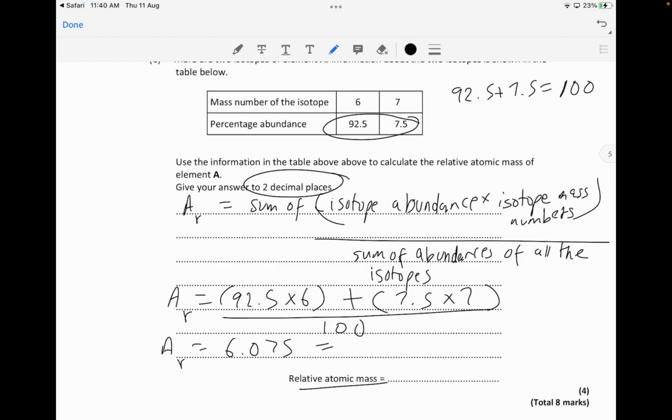We have to convert it to 2 decimal places. Once you do that, you have 6.08. This is going to be our answer. Now relative atomic mass has no units, so that's another tip there. So you're going to leave it as 6.08 by converting it to 2 decimal places. Alright, so that's going to be our answer for 4 marks. Let's move on to the next question.